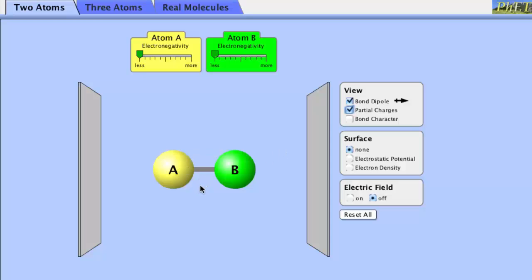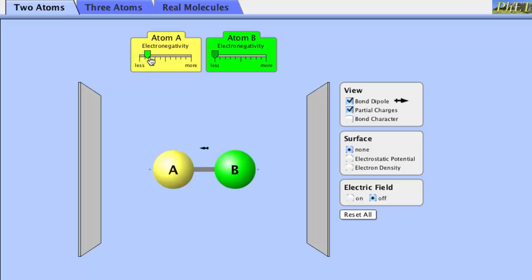Look at these two atoms in this molecule, A and B. Now, can you say which one is more electronegative than the other? Well, you can't just by looking at the two unknown atoms. At the moment, both atoms have the same electronegativity. So none is pulling the electrons closer to itself than the other. But suppose I increase the electronegativity on one atom over the other. Let's increase the electronegativity on atom A.